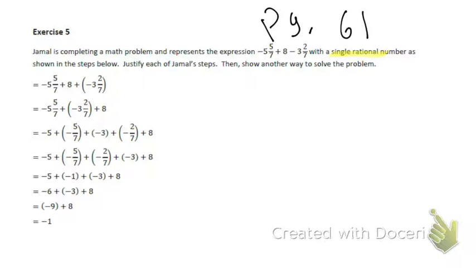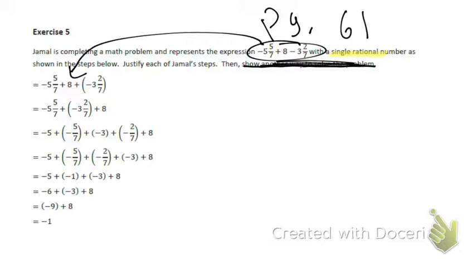Now it says here show another way. Don't worry about that. Alright, so this was a problem. I want you guys to think about what did he do to get from there to there. So think about that for a little bit. What's the only thing different from the original problem to what he wrote? You see how in the original problem it was minus 3 and 2/7, right? Down here it's plus negative 3 and 2/7.